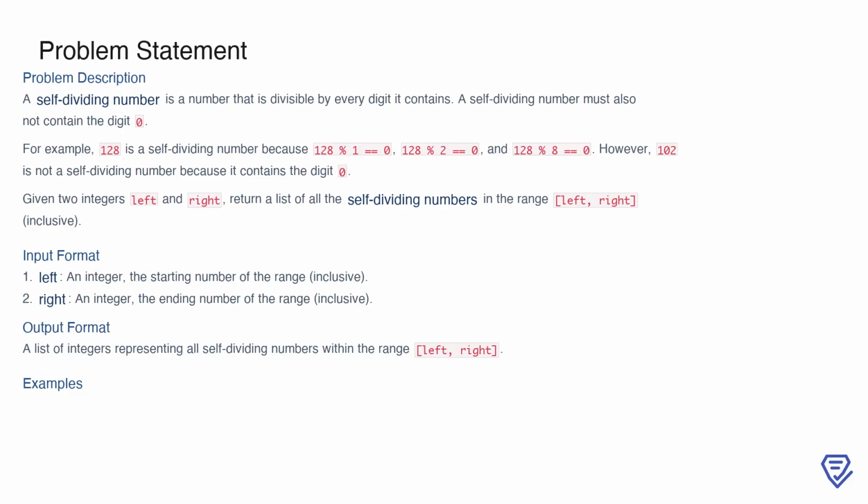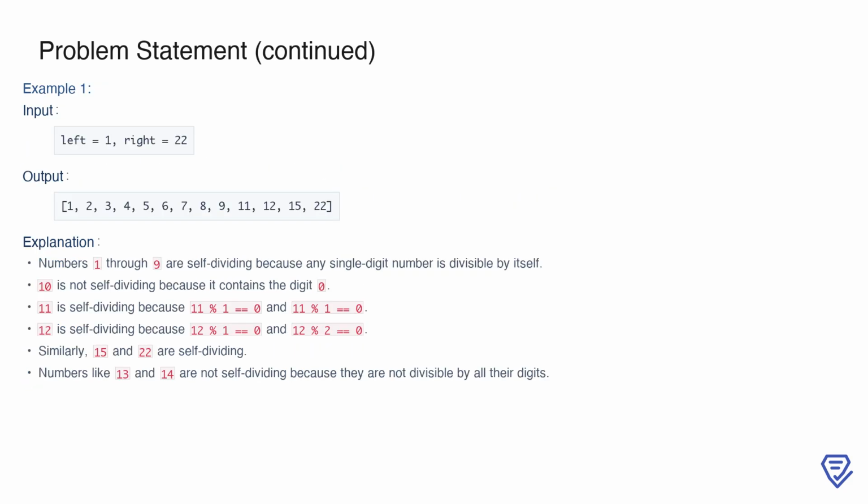The task is to find all the self-dividing numbers within a given range, defined by two integers left and right. The result should be a list of all self-dividing numbers between these two boundaries, inclusive, where both the start and end numbers are part of the range. The input consists of two integers, left and right, that specify the range, and the output is a list of all qualifying numbers within that range. Let's look at an example to better understand how this works.